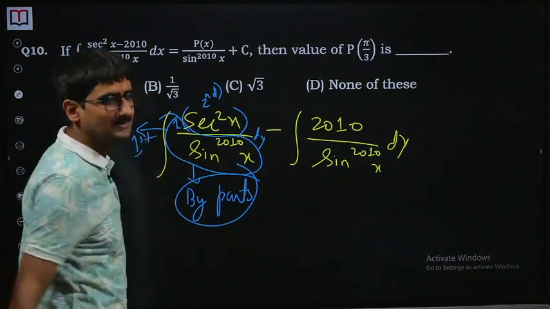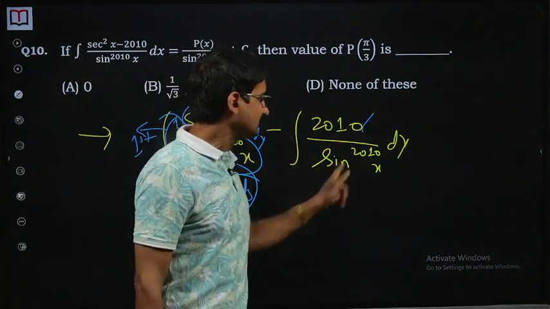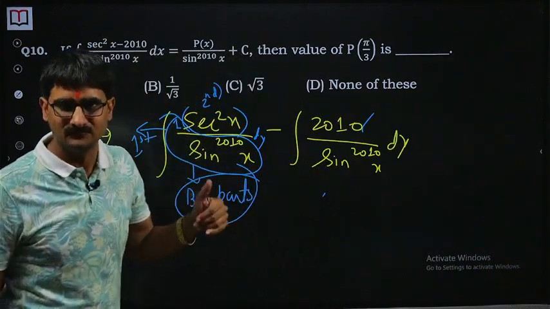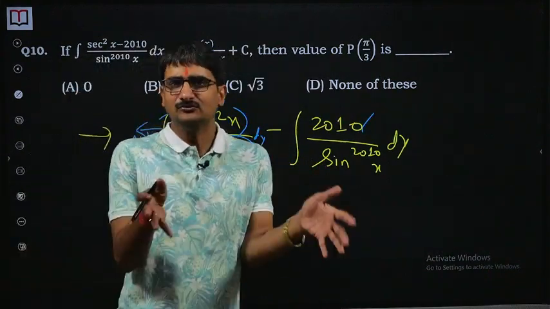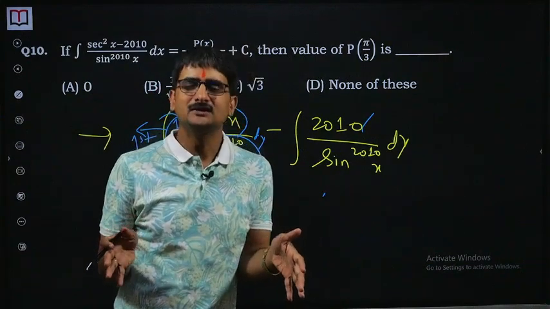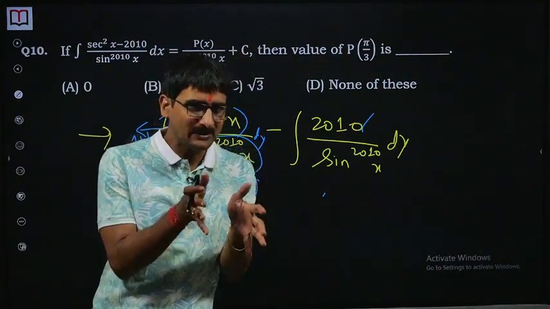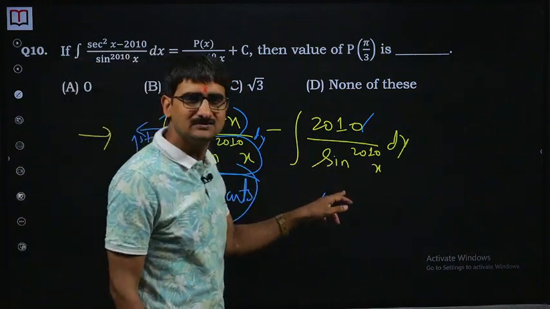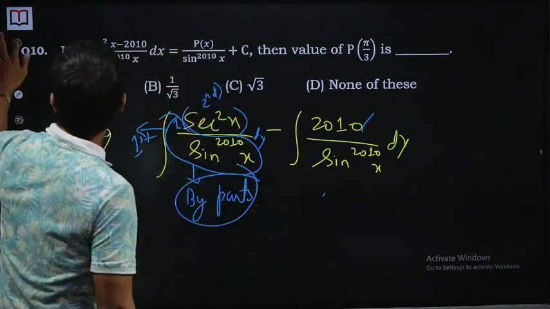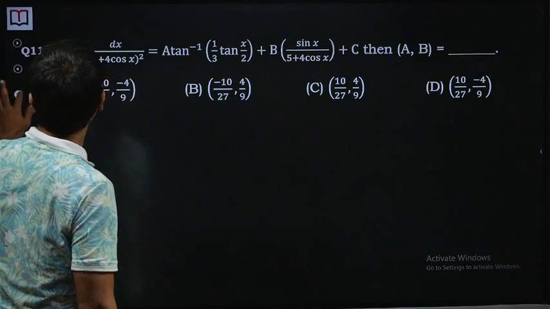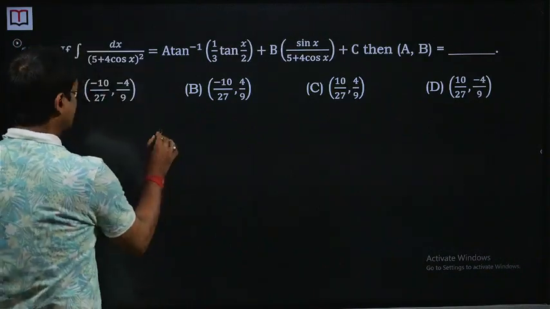Now you apply by parts. We have two parts of the integral. The second term will get cancelled, as it is an integral itself that cancels with the other one, and the first term of by parts will give us the answer. So I'm moving to the next question, the 11th one here, which is very important.